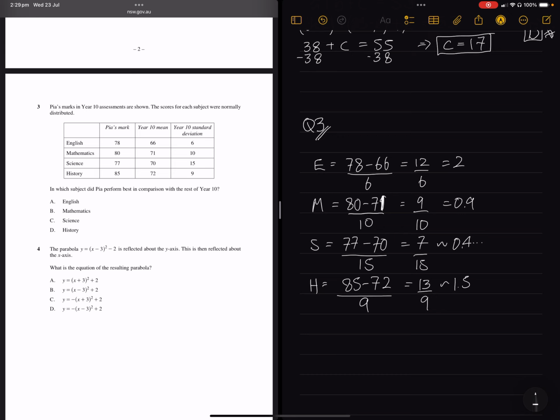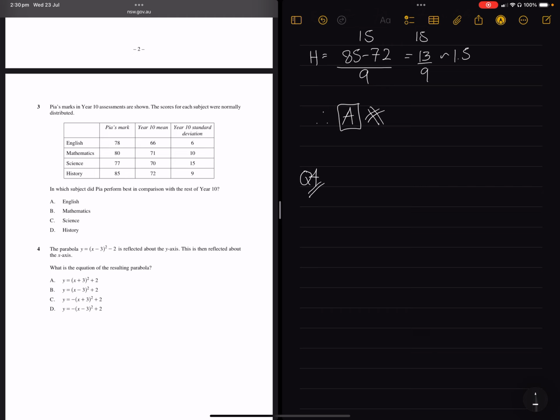So we've got 2, 0.9, 0.4 and a bit, and around 1.5. Definitely English. So A, English. This was her best comparative performance.